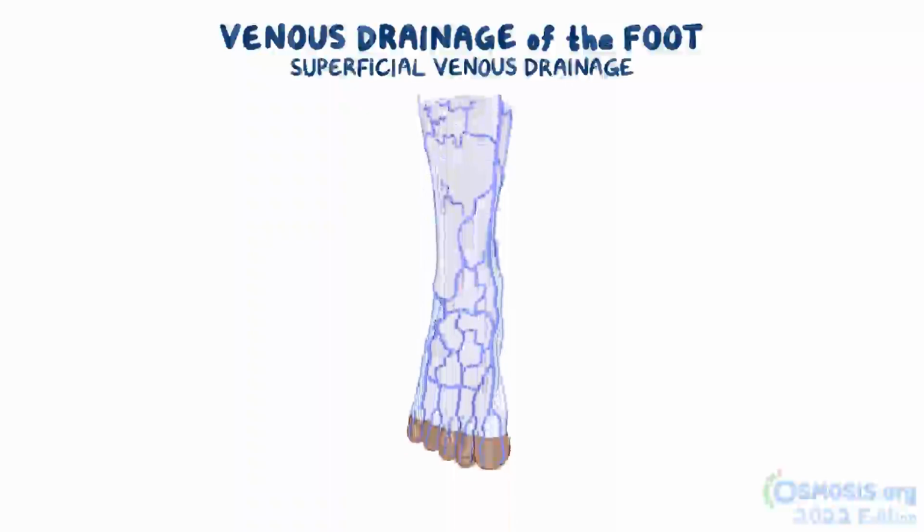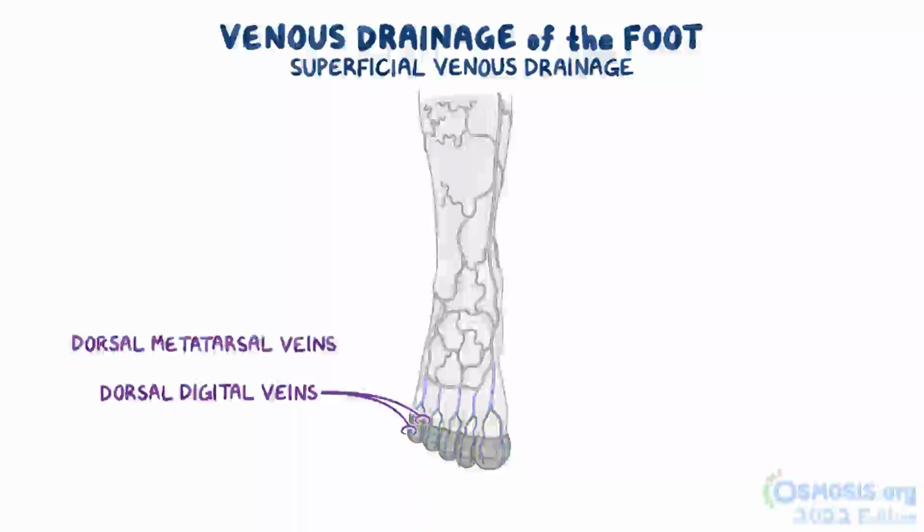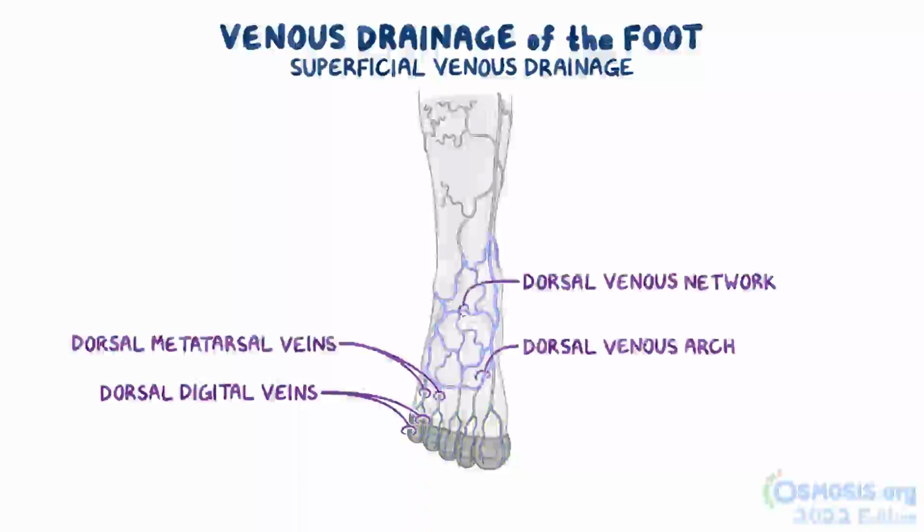Superficial veins are mostly a series of small veins like the dorsal digital veins, of which there are 2 on each toe. Each joins the corresponding vein of the adjacent toe, along with plantar digital veins, to form the dorsal metatarsal veins, which terminate in the dorsal venous arch of the foot, proximal to which a dorsal venous network covers the remainder of the dorsum of the foot.